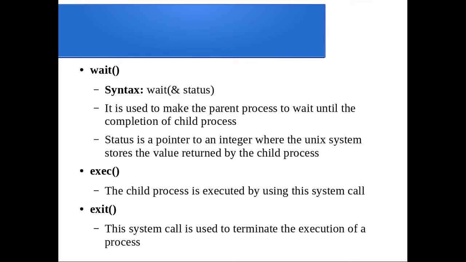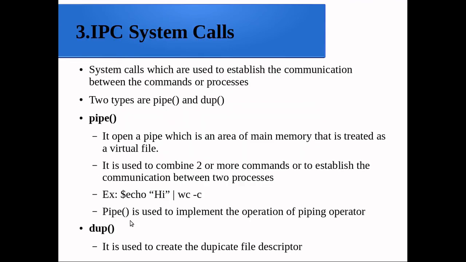So the first one is the fork system call to create the new process, and it will return the process ID. The second one was the wait system call. It will make the parent process wait until the termination of the child process, and ampersand status is the argument. It is a pointer that points to the integer returned by the child process. Exec is used for executing the process, exit to terminate the process. Now we are moving on to the next category of system calls, that is interprocess communication system calls.